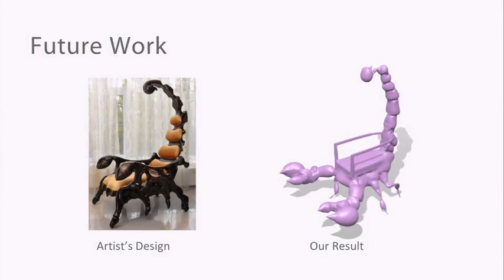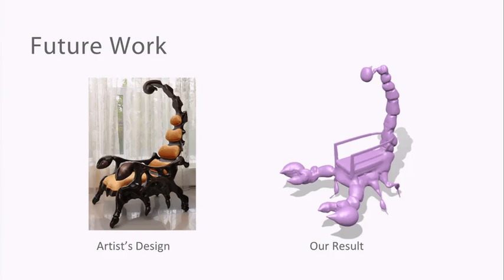So I'll talk about some future work now. This is a comparison between our attempt at making a scorpion chair and an artistic design. We can see the artist disconnected the scorpion's arms in a non-physical manner to move them to the same place as the chair's arms. And our approach can't do this because it would incur an extremely high deformation energy on the scorpion.